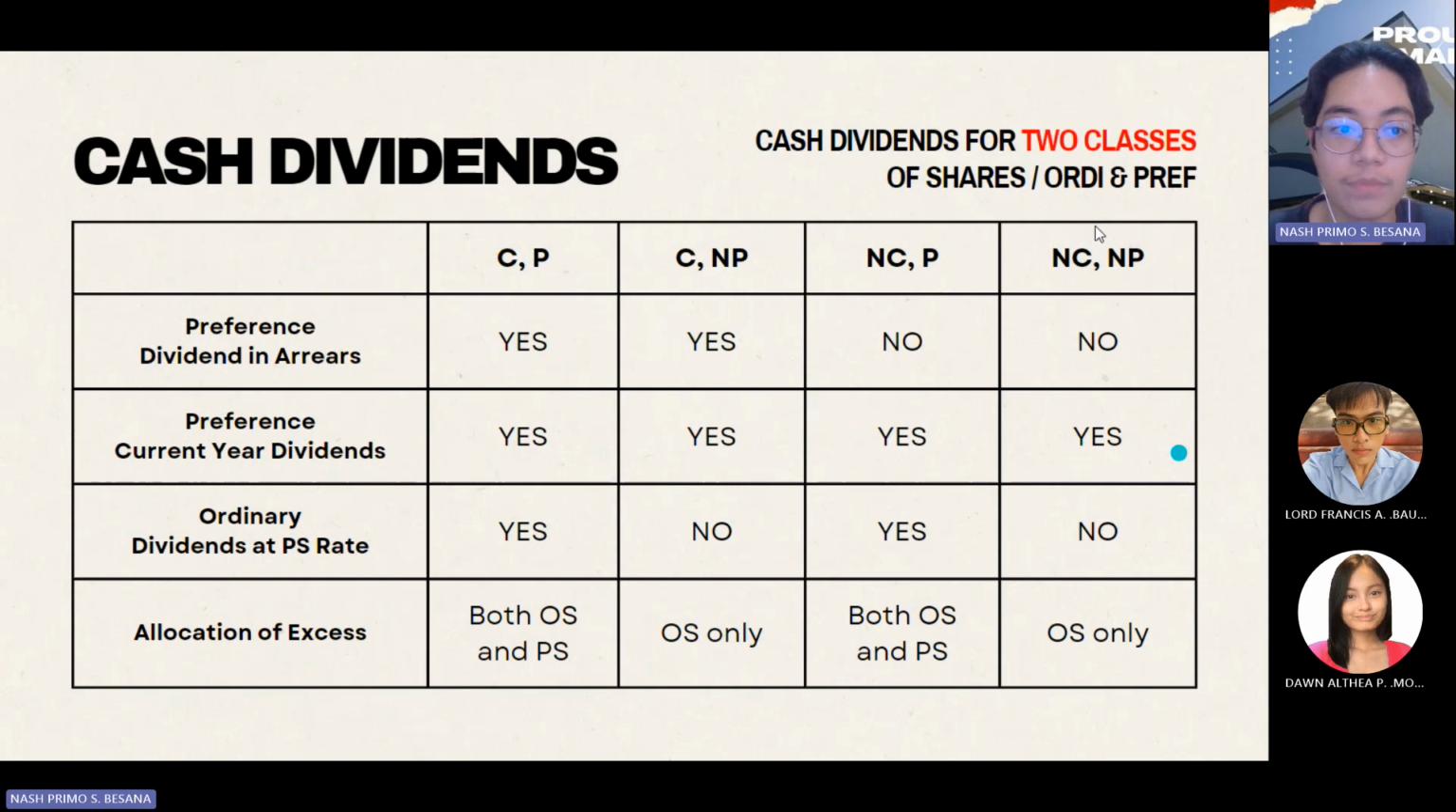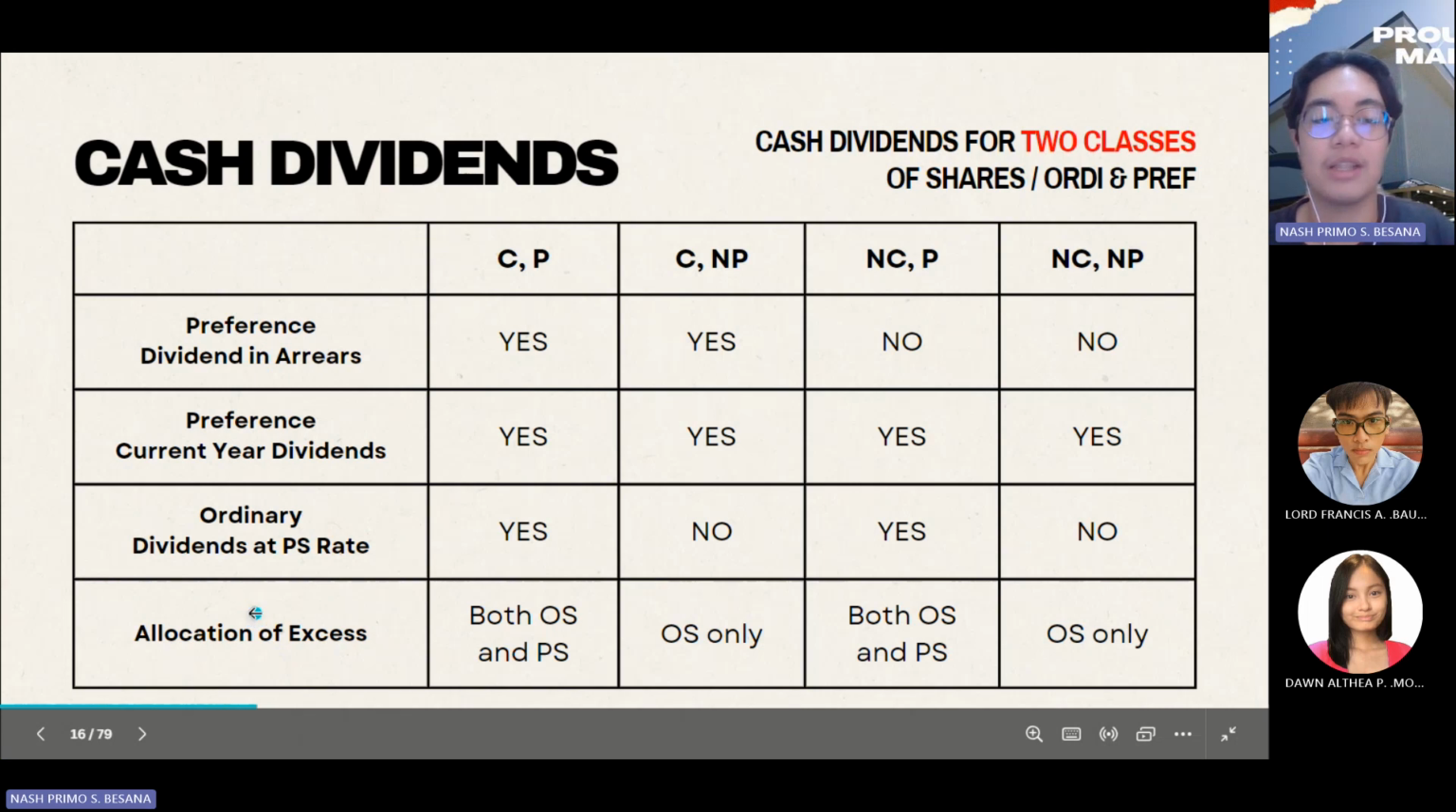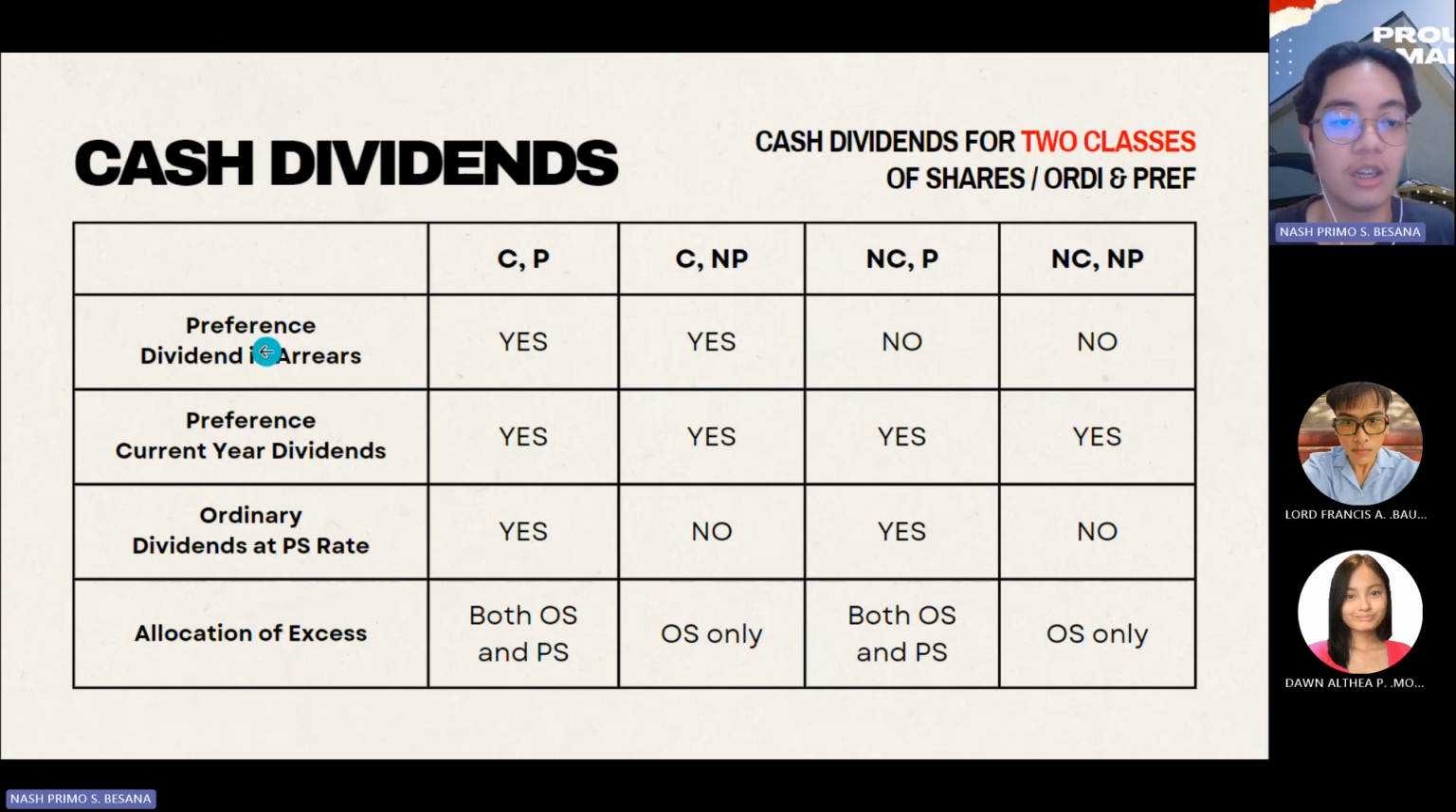So to sum up, yun, we need to remember these four parang elements sa pagko-compute ng cash dividends. So first of all, ang una talagang ino-observe is kung meron bang dividend in arrears. So kapag ang preference shares nyo is cumulative and participating, there is dividend in arrears. Cumulative and non-participating, there's still dividend in arrears. Bale, ang ino-observe dyan if cumulative siya. So C and C, there should be dividend in arrears.